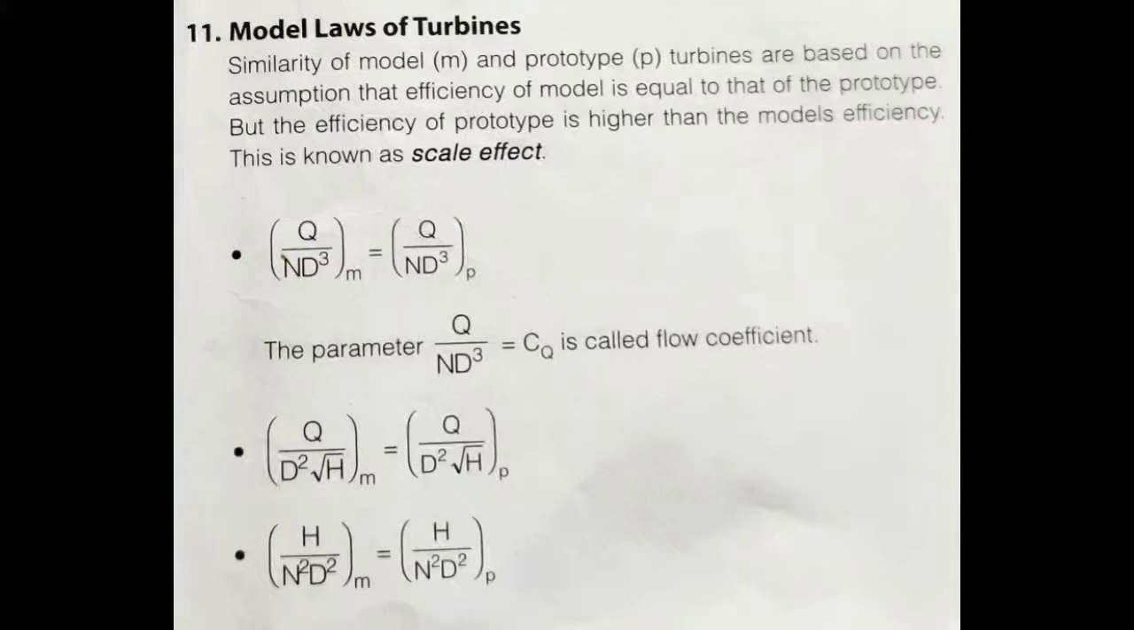Now, a very interesting topic, that is model laws of turbines. Some of the model laws are there. Model and prototype turbines are based on the assumption that efficiency of model is equal to that of prototype. But the efficiency of prototype is higher than the model's efficiency, that is scale effect. You see that Q by ND cube of model equals Q by ND cube of prototype. The parameter Q by ND cube is called Cq, that is flow coefficient. If the interviewer asks you what is flow coefficient, we will say that Cq equals Q by ND cube.